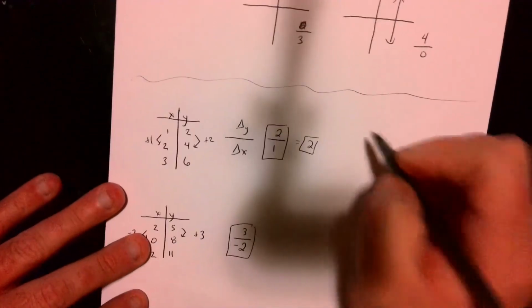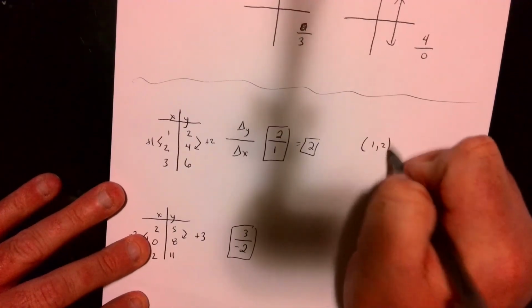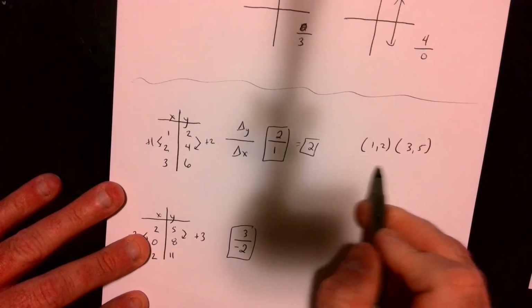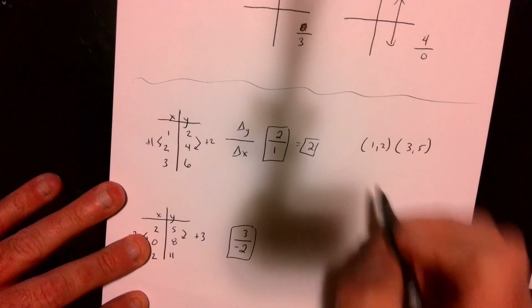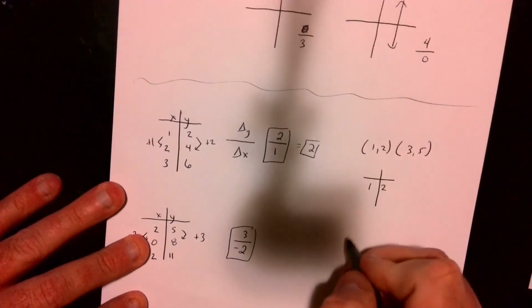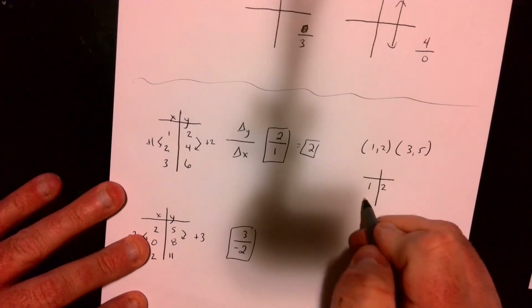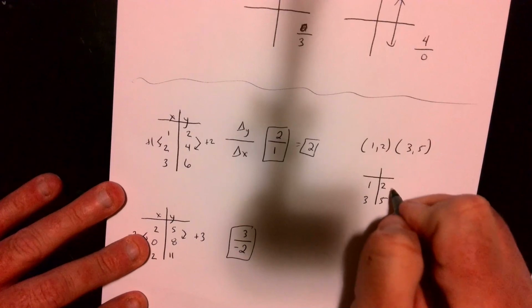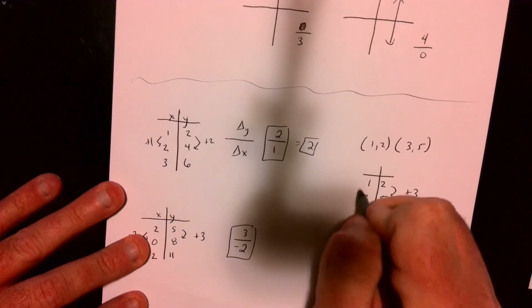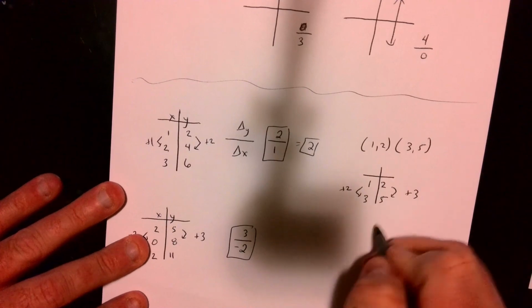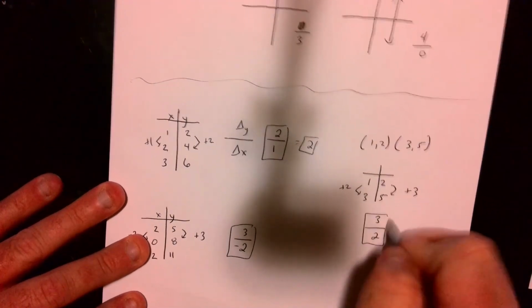And if we were given 2 points, and we wanted to find the slope between those two, we simply made a mini table. 1 and 2 went like that. 3 and 5 goes there. And we do the same thing. Change from 2 to 5, we're adding 3. Change from 1 to 3, we're adding 2. So the slope is 3 over 2.